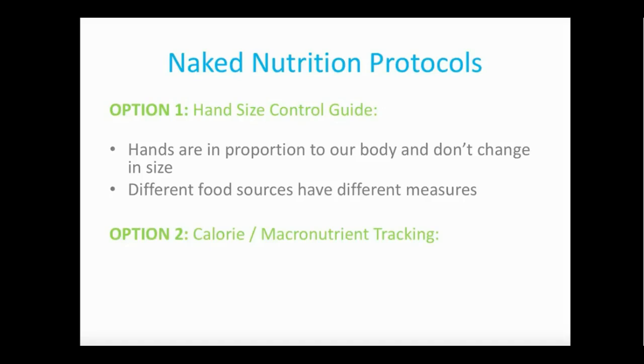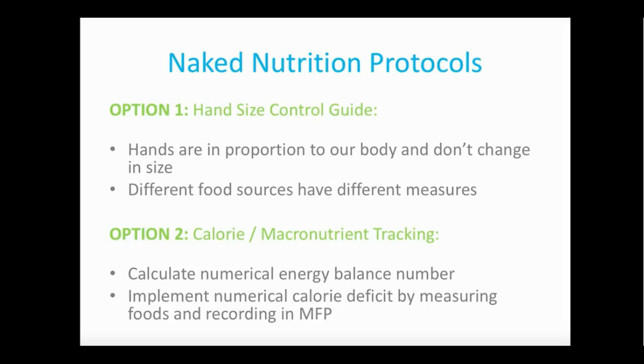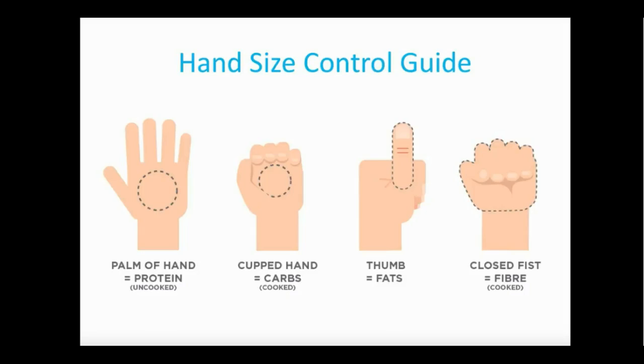Then option 2, which is personally what I recommend for those wanting long-term success, is calorie counting, macronutrient tracking. So in turn, you're looking at calculating a numerical energy balance number. Simply, we find out exactly what your body needs, the magic number for your body to maintain its natural weight. And then once we've got that magic number, we implement a numerical calorie deficit by measuring our foods and recording it in MyFitnessPal.